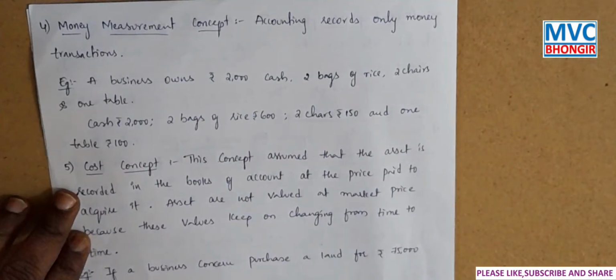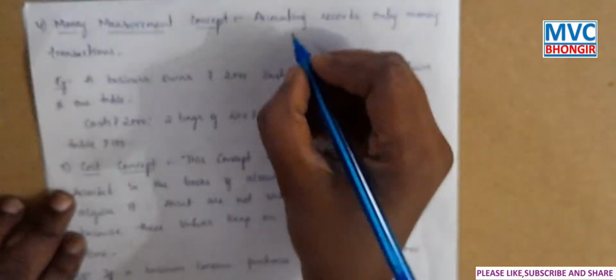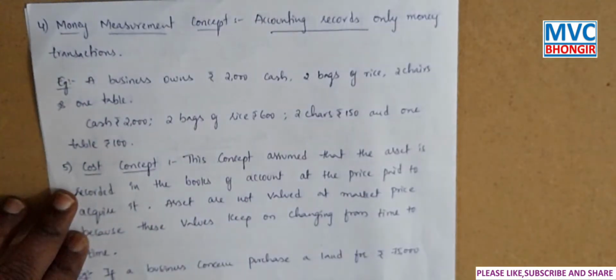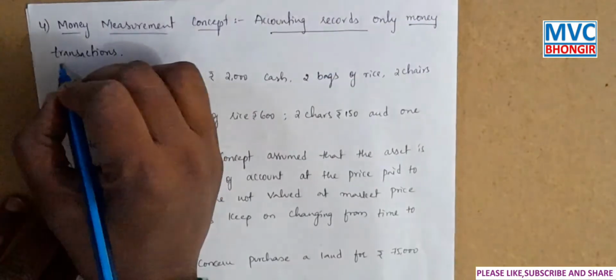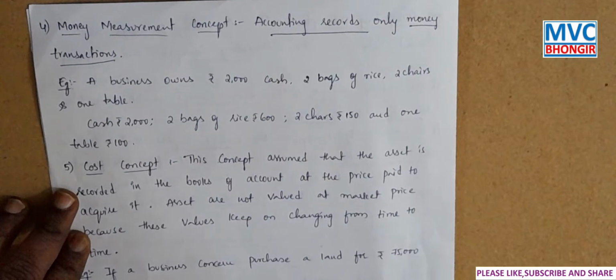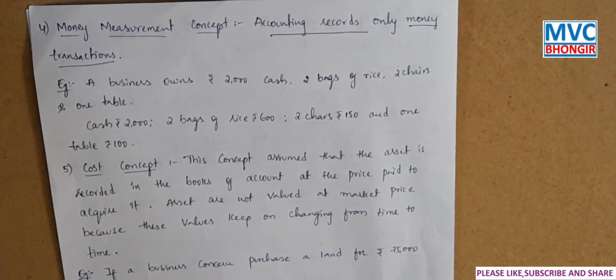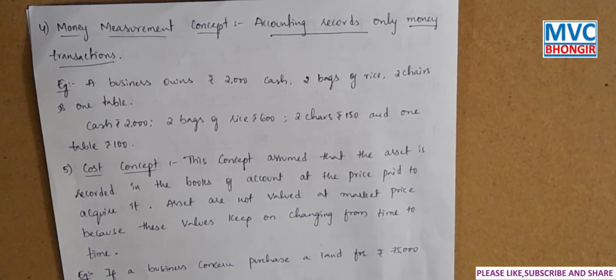According to the money measurement concept, accounting records only monetary transactions, that is, money transactions. The transactions which cannot be expressed in terms of money do not have any place in the books of account. That means we have to write only the money transactions in the books of accounts.